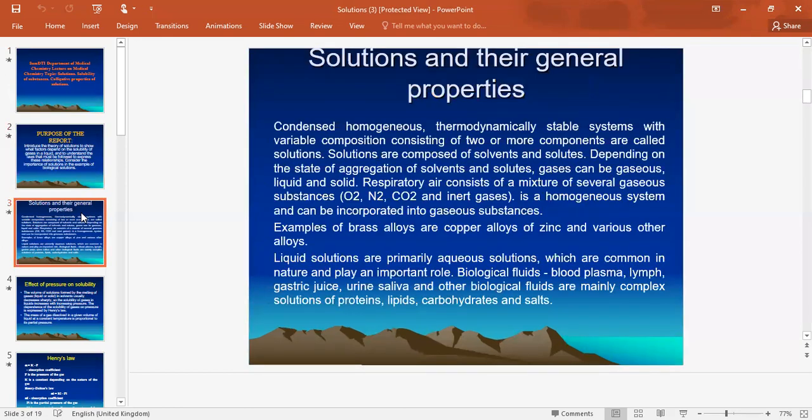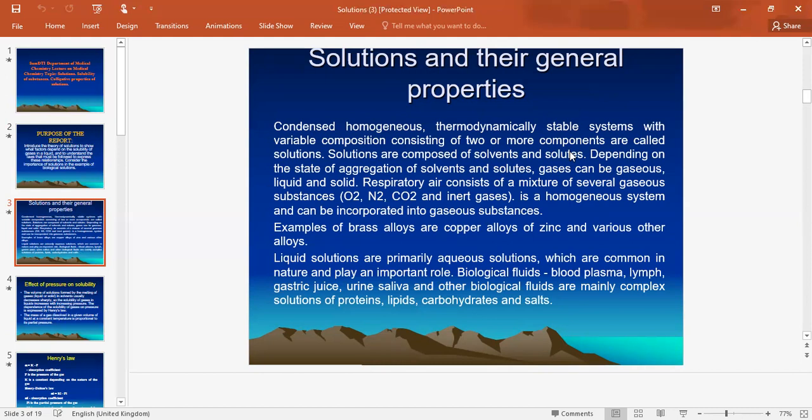A condensed, homogeneous, thermodynamically stable system with variable composition consisting of two or more components is called a solution. Solutions are basically composed of solvents and solutes.